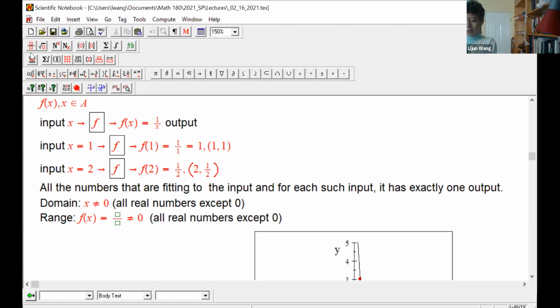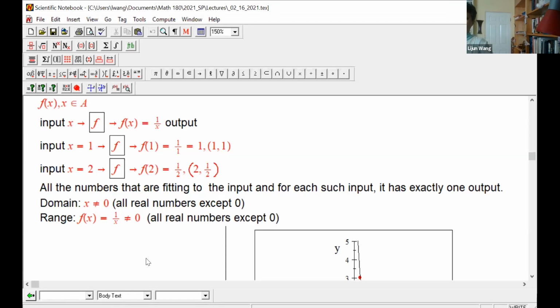This is a new way I want to learn to say it. So you mention the rule and you tell the reader that the output will never be 0. The range is a consequence of domain.